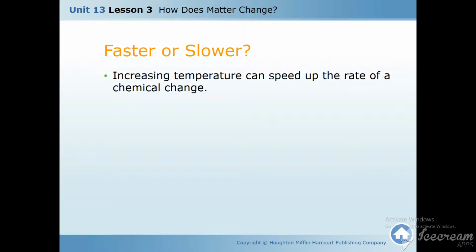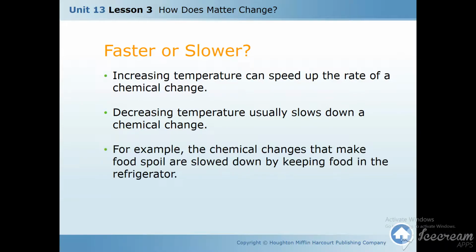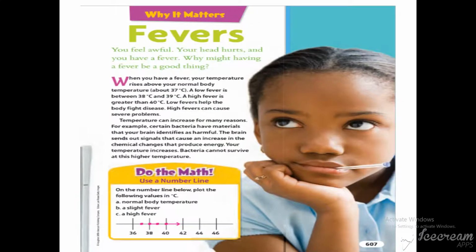So now this is the short summary. Increasing the temperature can speed up the rate of reaction. Decreasing temperature usually slows down a chemical change. For example, the chemical changes that make food spoil are slowed down by keeping food in the refrigerator.